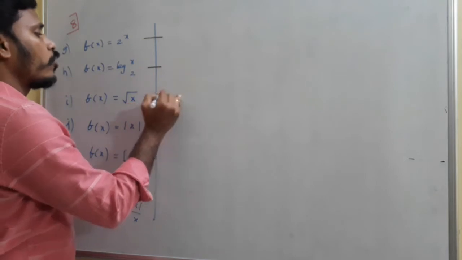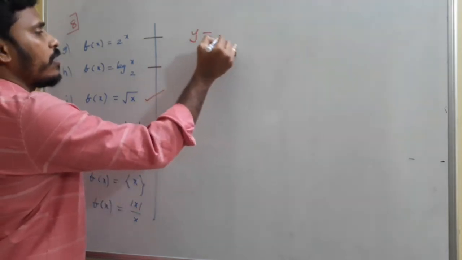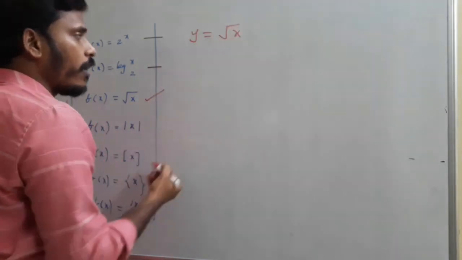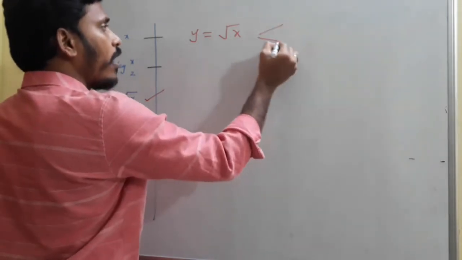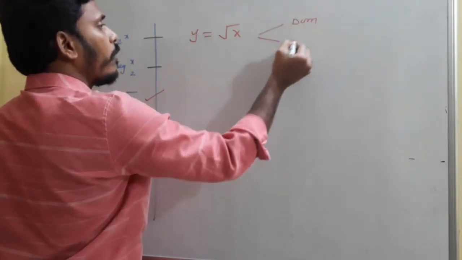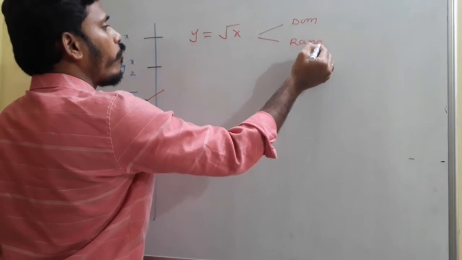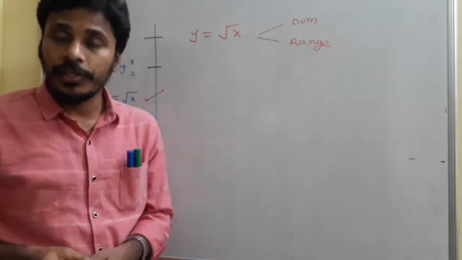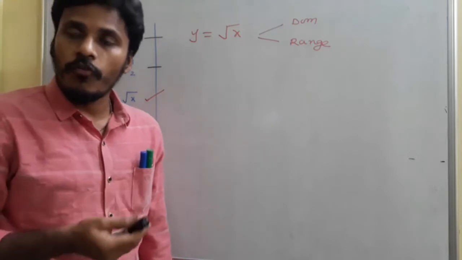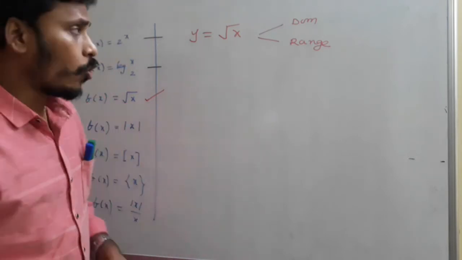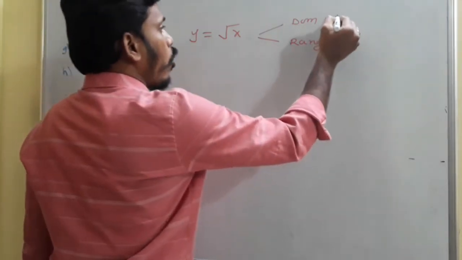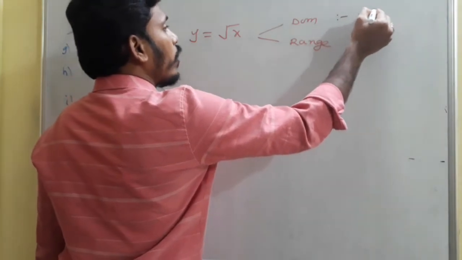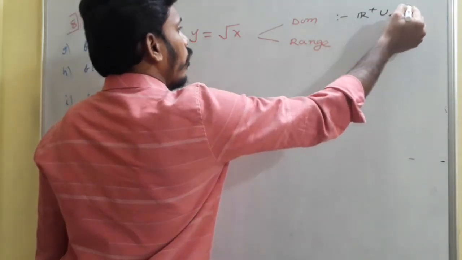f(x) = root x. So y = root x. What can you say about its domain and range? You just think about it. Is there any possibility to find the square root of negative numbers? See, root of -2 won't exist. Root of -3 never exists. So root 0 exists. So the domain is all positive real numbers along with 0.